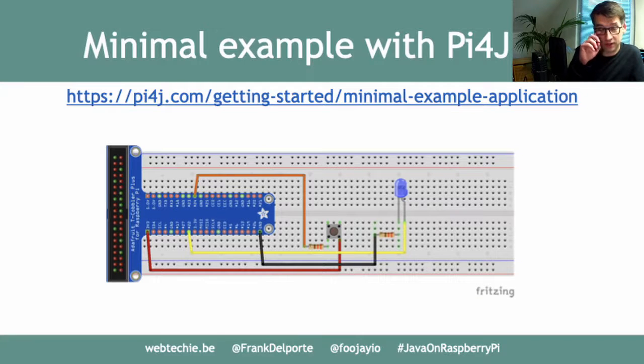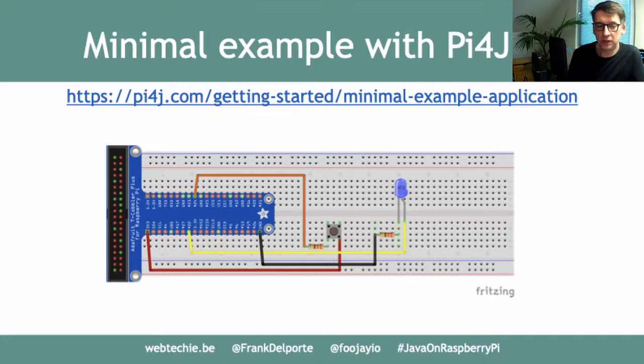Let's look at getting started, the minimal example application, which is part of the documentation website. It has an LED, it has a button, and the idea of this project is that the LED blinks, and every time that you push the button, the LED blinks a bit faster, and if you have pushed the button 5 times, the application stops.